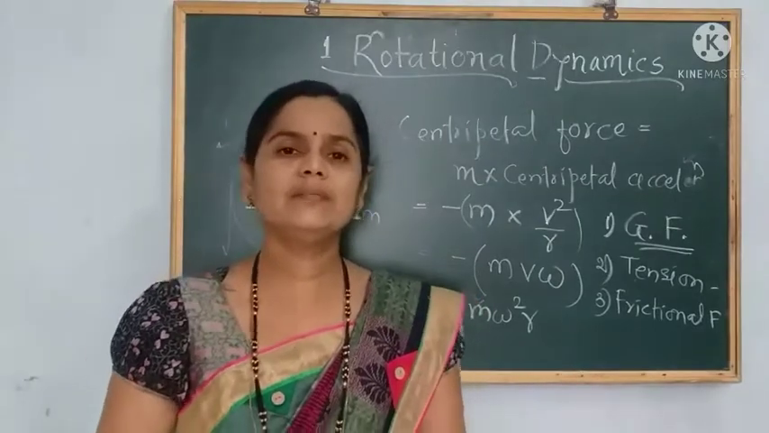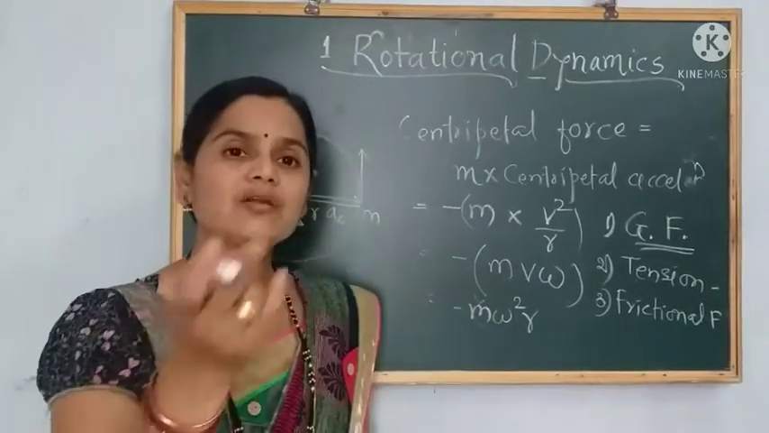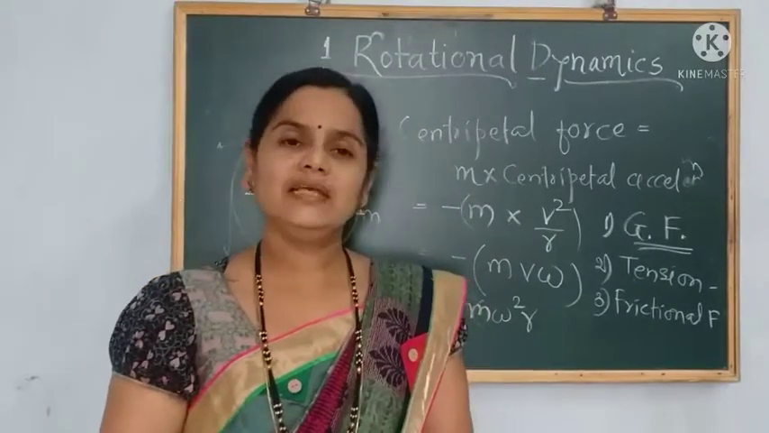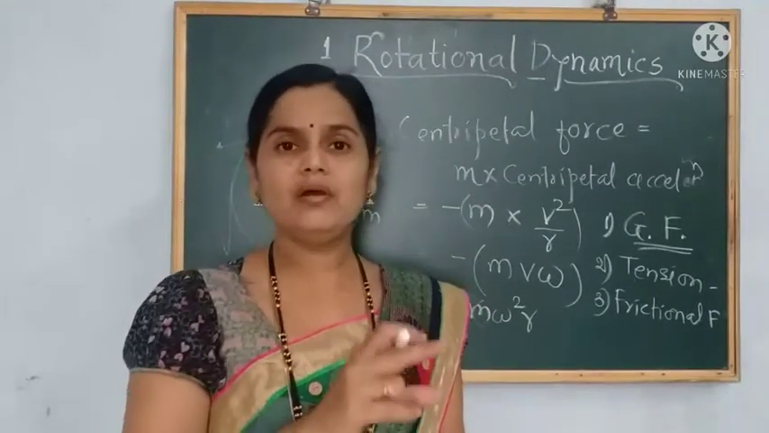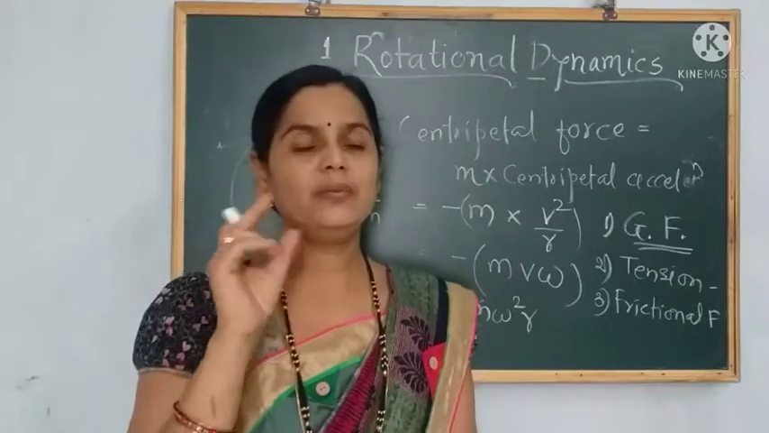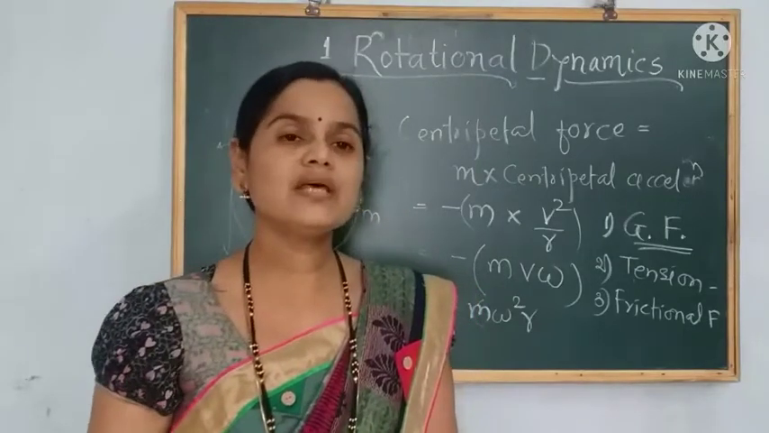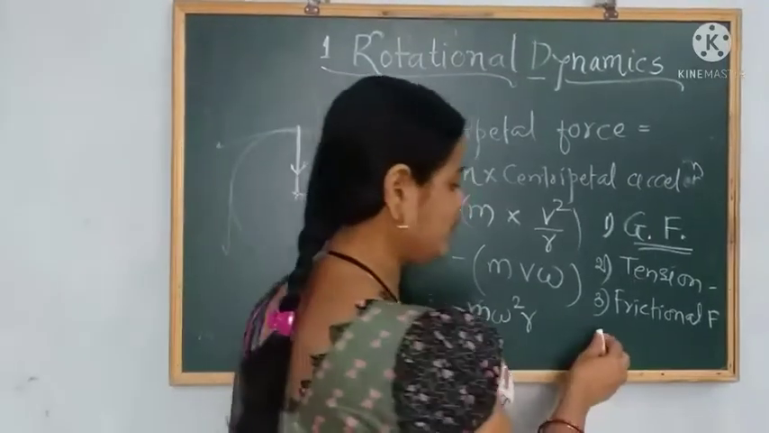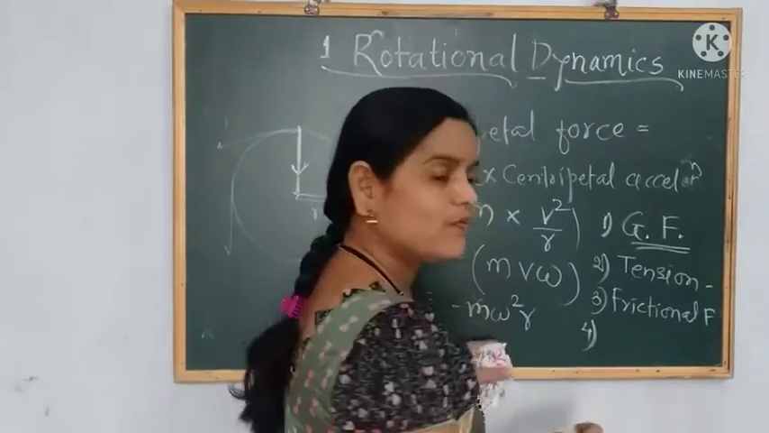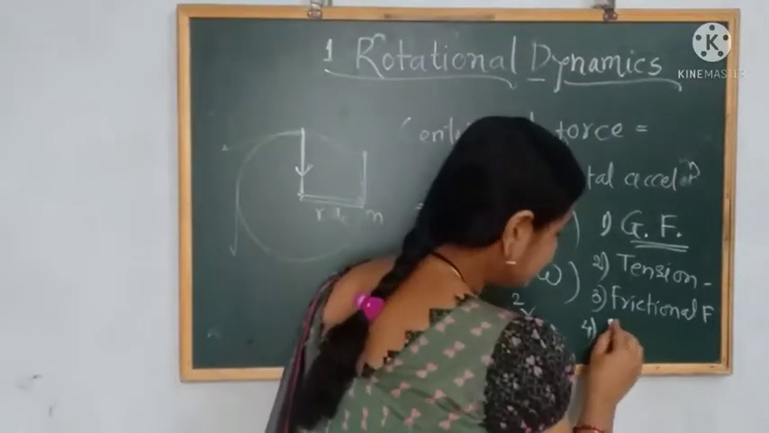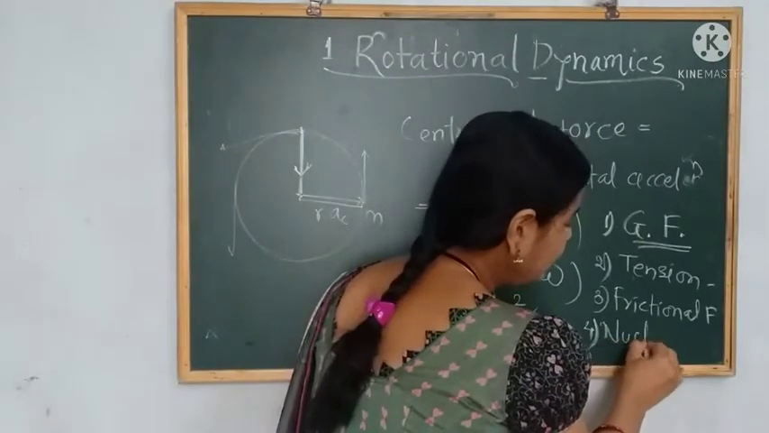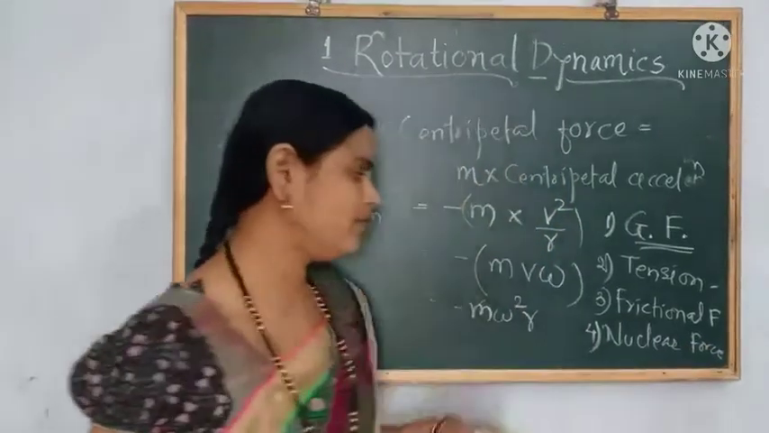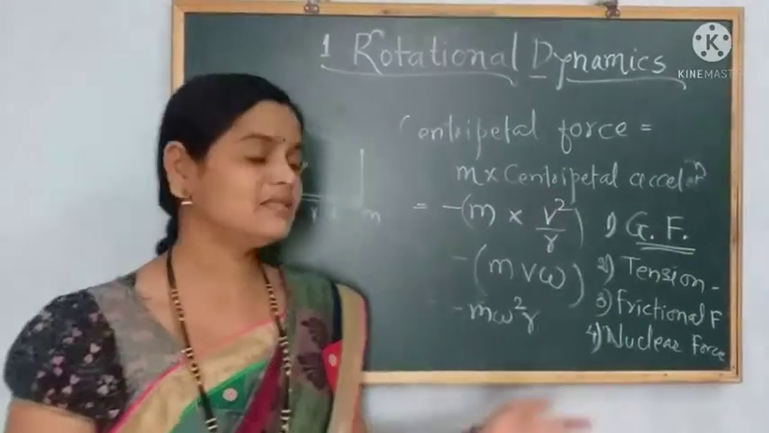Or, say one more example: if we consider the electrons revolving around the nucleus in a particular orbit without change in the orbital radius, then the force that acts on the electrons to keep them in a circular path is the Coulomb's force by the nucleus, which we simply call the nuclear force. So this nuclear force in this case acts as the centripetal force.